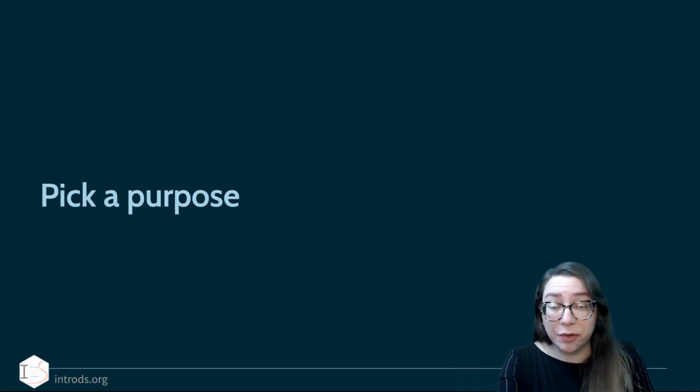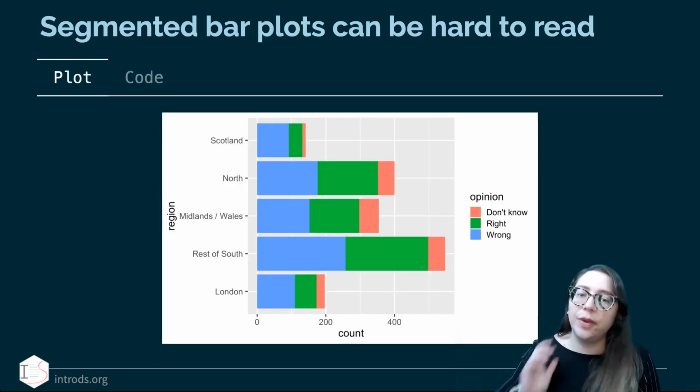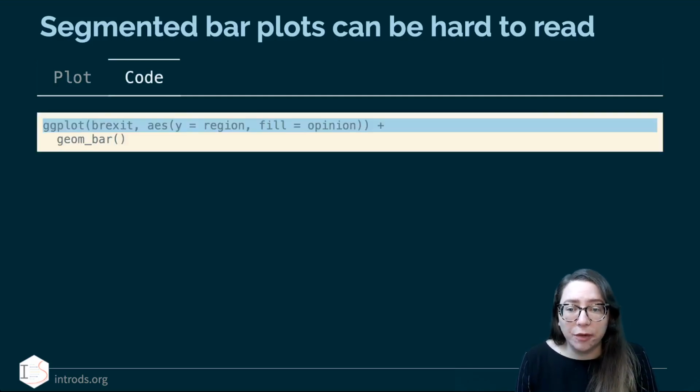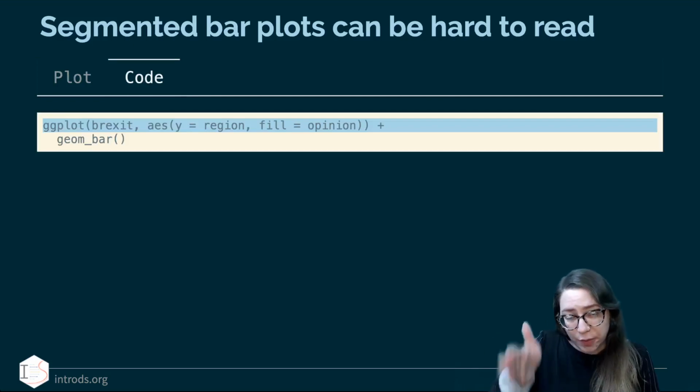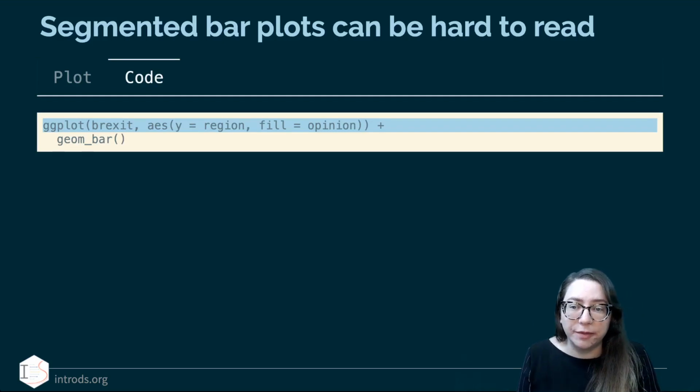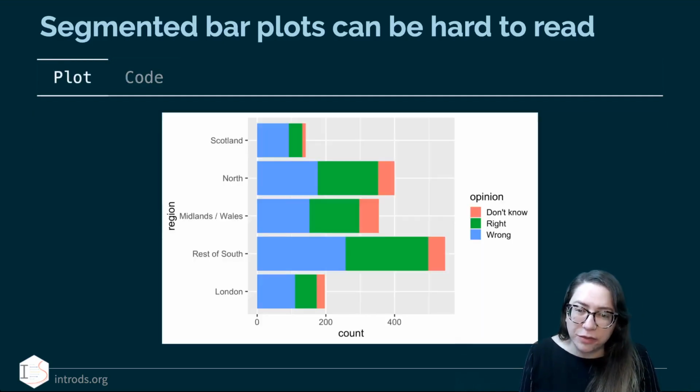The next principle was to pick a purpose. So let's take a look at this. We're now bringing the two variables we've looked at together, opinion on Brexit and the region. And we've made a segmented bar plot because that's probably the most common way you can bring two categorical variables into a visualization. And the way we make this segmented bar plot, remember, is on the y-axis, we put our region and we want to fill the bars with opinion. Now, why didn't I do it the other way around?